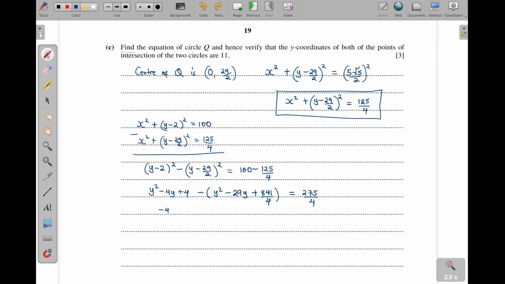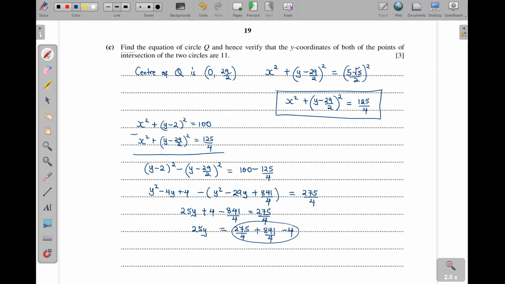And by the way, I can also simplify that. Minus 4y, then plus 29y. So that is 29 minus 4. That will be 25y. Then plus 4, then minus 841 over 4, and then is equal to 275 over 4. So 25y shall be equal to 275 over 4, then plus 841 over 4, then minus 4.